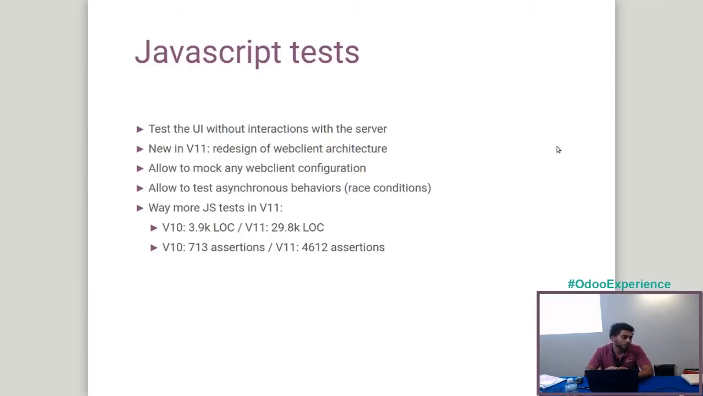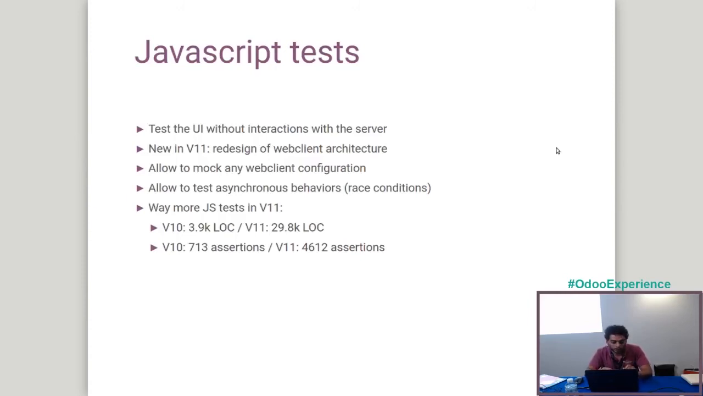So for example, we create a form view and then we see that in the form view, every field, every widget are correctly displayed. In V11, why it's new, it's more because of the redesign of the web client architecture. It allows us to mock any web client configuration. So we can create a new view, mock the server and everything. I will show you a bit after. It's really easy to do.